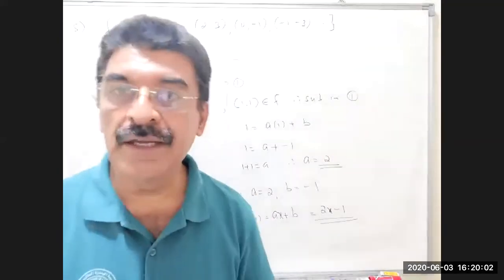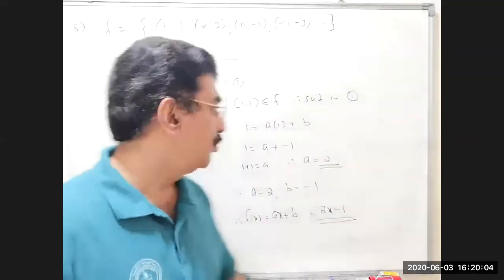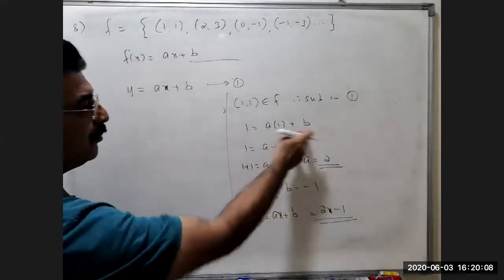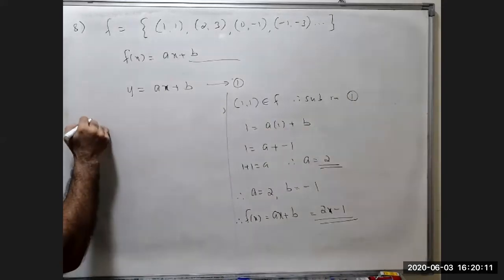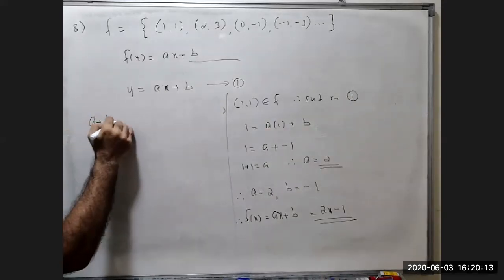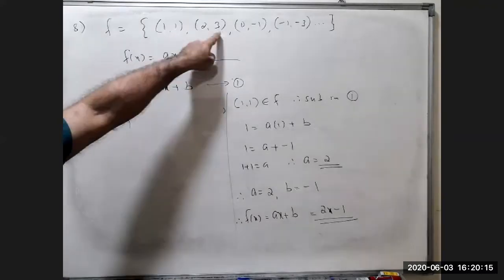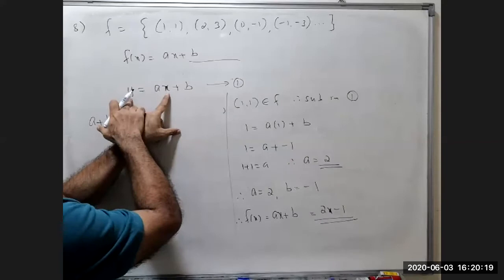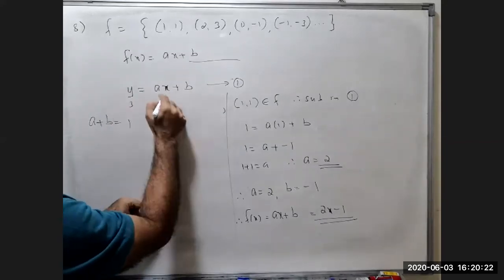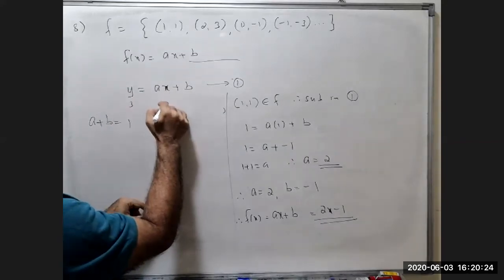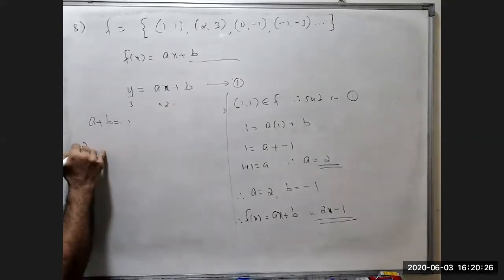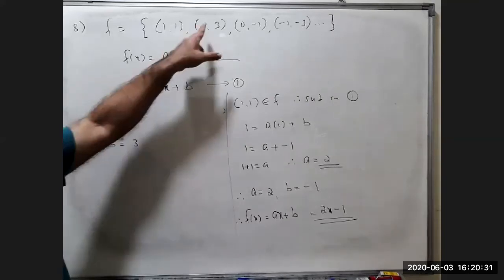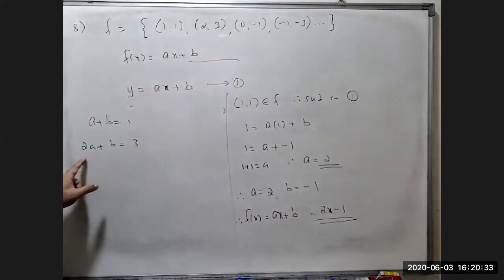If you are not taking a pair with 0, here we got an equation. What is the equation? A plus b is equal to 1. Again, 2, 3 also belongs to the relation. If it is 2, 3, this is 2a plus b, so 2a plus b is equal to 3. If you are substituting 2, 3, we get this equation.